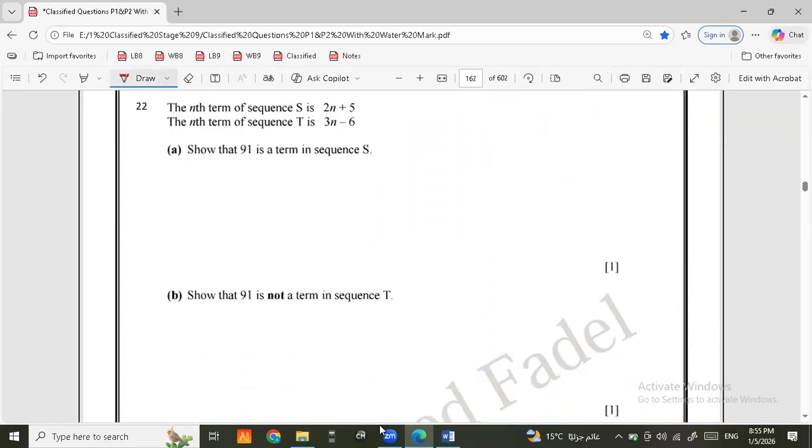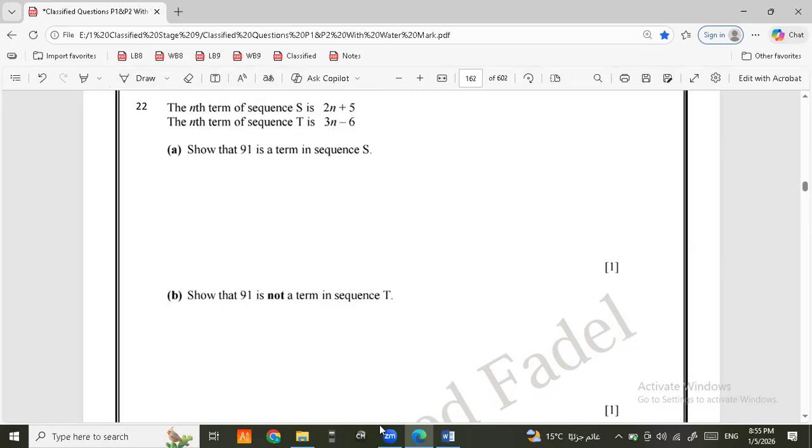The nth term of a sequence S is 2n plus 5. The nth term of sequence T is 3n minus 6. Show that 91 is a term in sequence S.